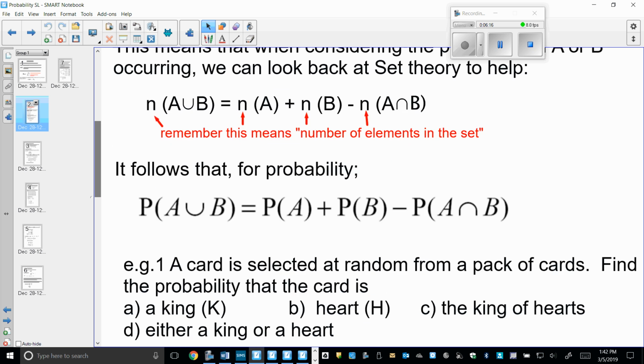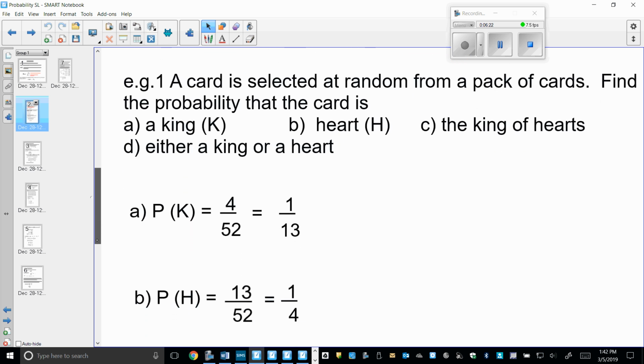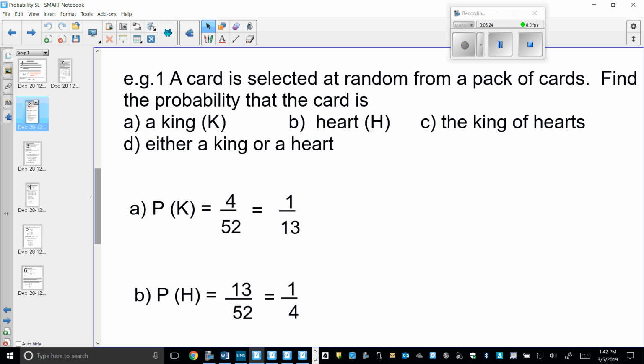Now, you do get given this formula. Okay, so that is in the formula booklet. Right, let's have a look at this example I've got here. A card is selected at random from a pack of cards. You don't generally talk about cards at IB level, but you're all aware of packs of cards and how they're made up.